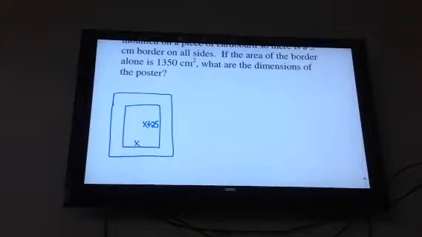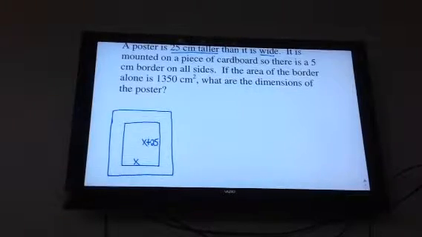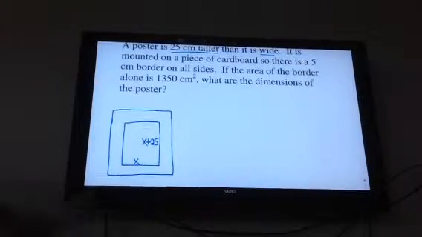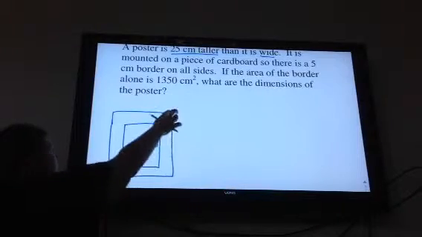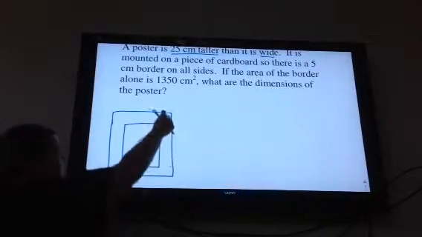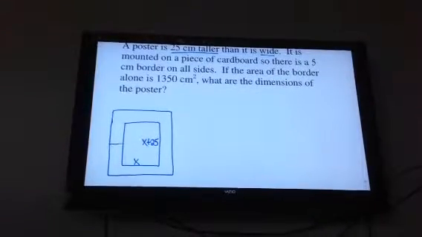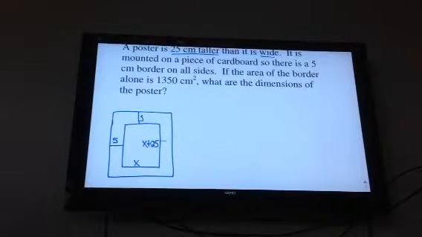The border, as the question says, is a 5-centimeter border. It doesn't mean that this is 5 centimeters or this is 5 centimeters. It means this right here. This border all around is 5 centimeters. So that's 5, that's 5, that's 5, and this is 5, all the way around.